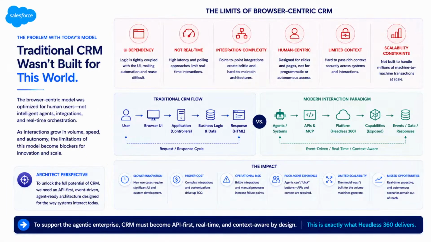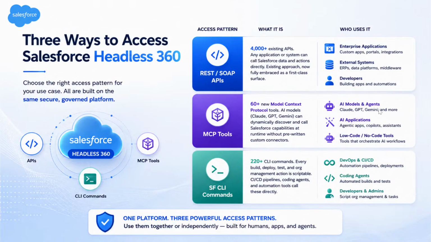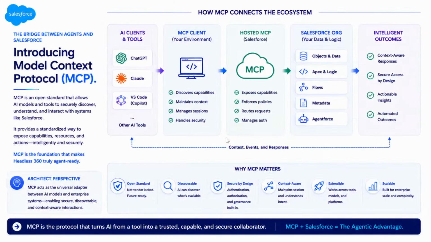Now, we discussed this a little earlier. Let's go back to this. We spoke about these three access patterns in the headless access layer. API and CLI are the patterns we are familiar with. Now let's talk a little about the MCP tools.